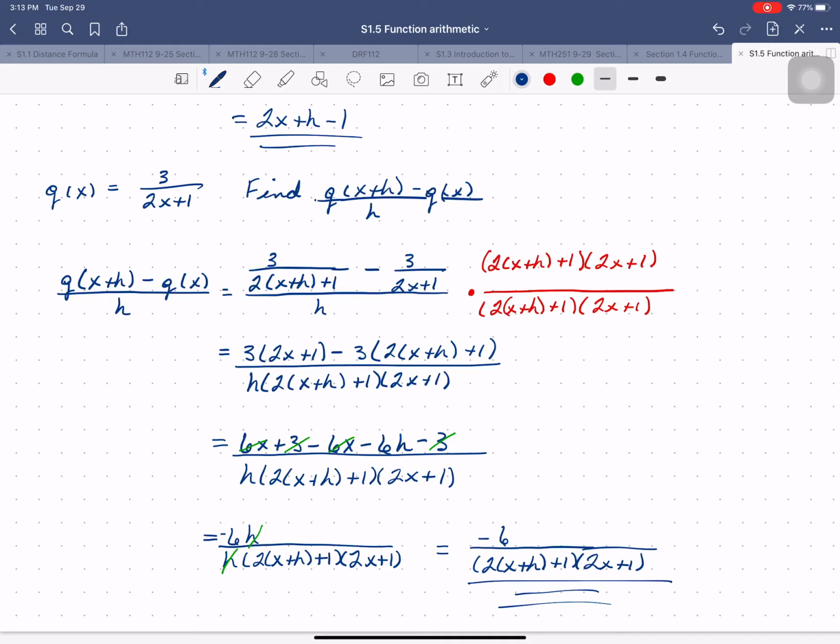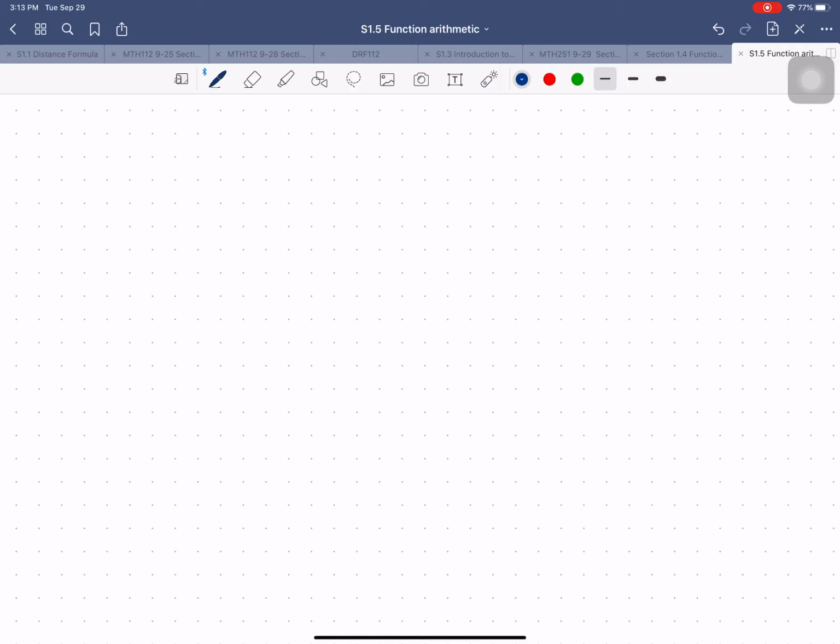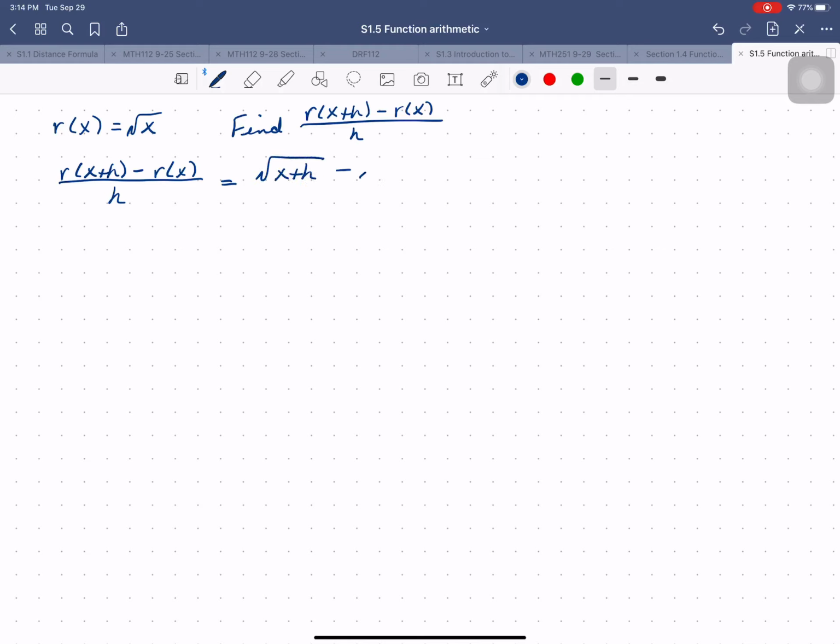So let's do an example with a square root, because sometimes those can get a little dicey. So let's suppose the function r of x is equal to the square root of x. And again, I want to find r of x plus h minus r of x all over h. Okay, so r of x plus h minus r of x all over h is equal to the square root of x plus h minus the square root of x all over h.